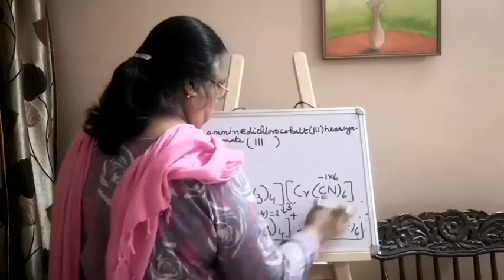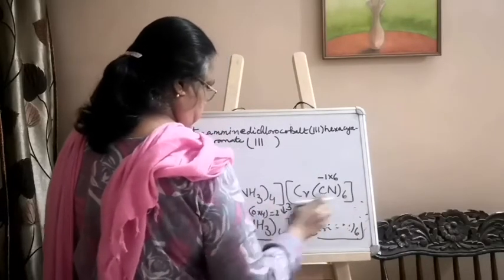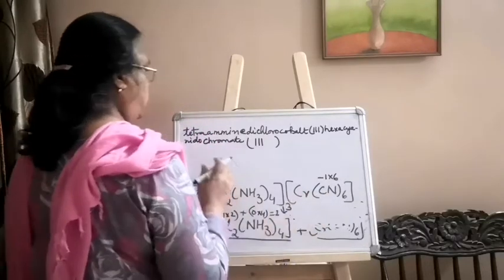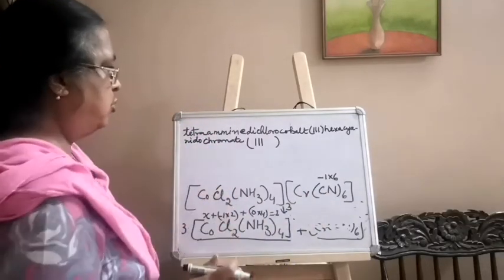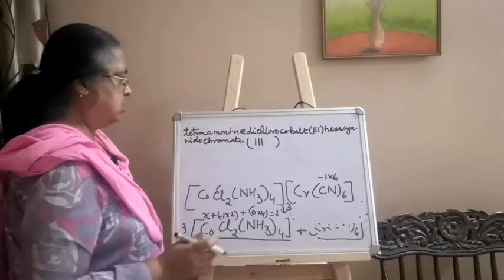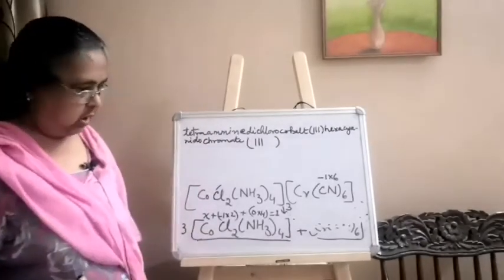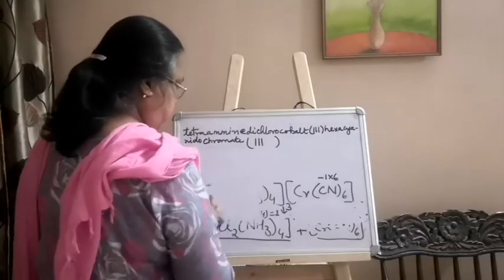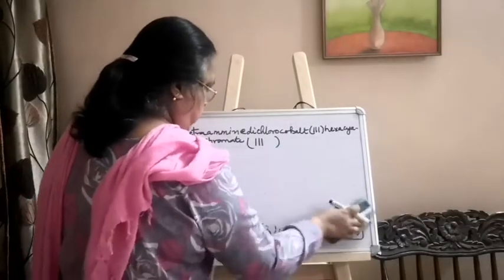Since it is a salt, it is given as a salt, no charges with that. So here it is tetraamine dichloro cobalt 3 hexacyanidochromate 3, the name. Okay. So this is the case you have seen here.